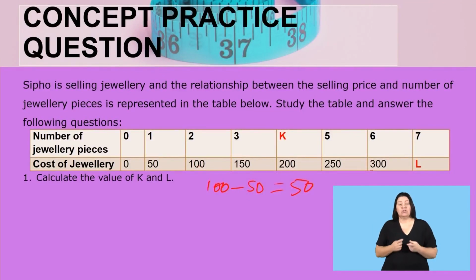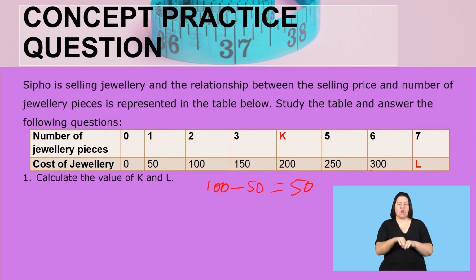Take note that the cost is in rands. So because the difference is 50 rand, therefore to get the next one, you simply add 50, you add 50, you add 50. That is the pattern. So calculate the values of K and L. Can we start with the value of K?